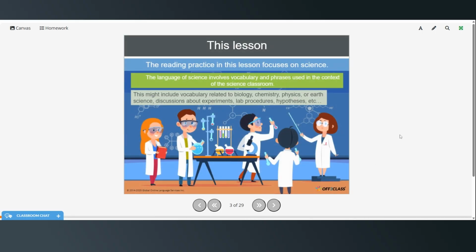So the reading practice in this lesson focuses on science. The language of science involves vocabulary and phrases used in the context of the science classroom, and this might include vocabulary related to biology, chemistry, physics, or earth science, discussions about experiments, lab procedures, hypotheses, etc.